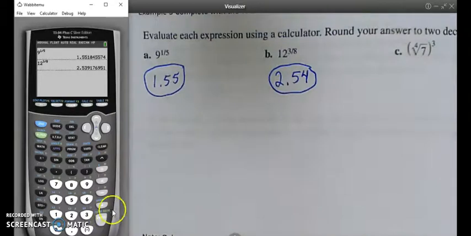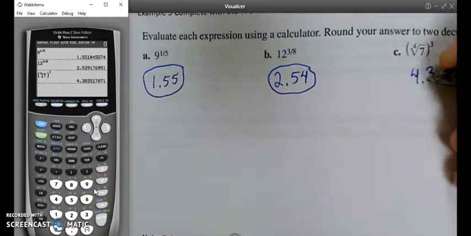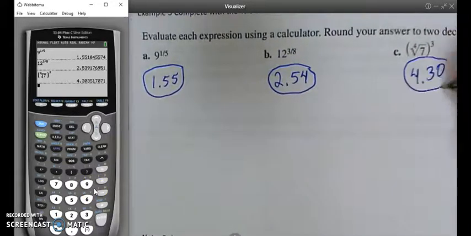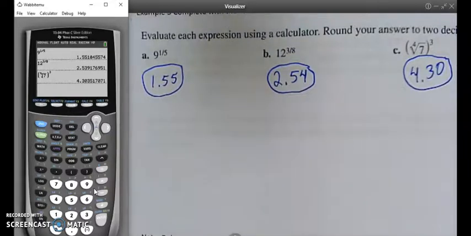And then on the last one, go and type in the parentheses. Now this is again where you want to go to the menu that's under the math key and go to the 5th option down, which will give you any indexed root you want. So you're going to want to type in the 4th root of 7, hit to the right, then close your parentheses, and then do to the power of 3. And it's going to be 4.30. Since I am rounding to the hundredth, I would actually show that 0 that it is. All right, that's it for the third example.